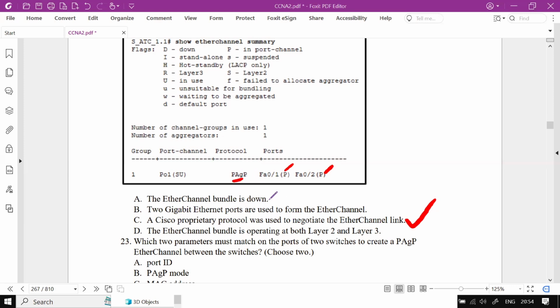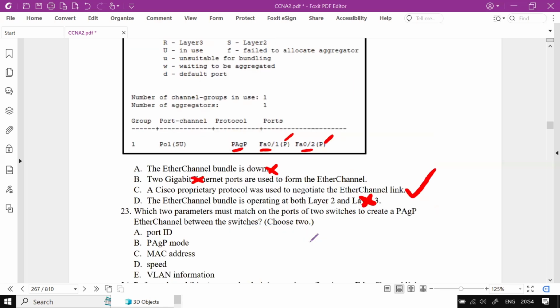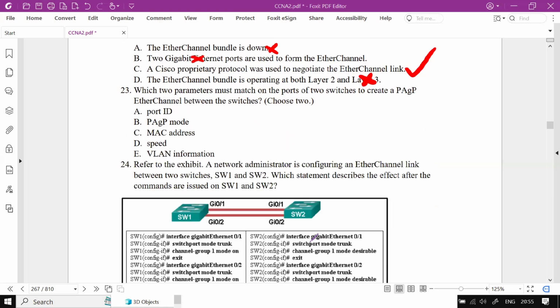The EtherChannel bundle is down. It's not down. We don't have a D there. Two Gigabit Ethernet ports are used to form the EtherChannel. They are not Gigabit Ethernet ports. These are Fast Ethernet ports. Then, the EtherChannel bundle is operating at both Layer 2 and Layer 3. Do we have EtherChannel at Layer 3? No.